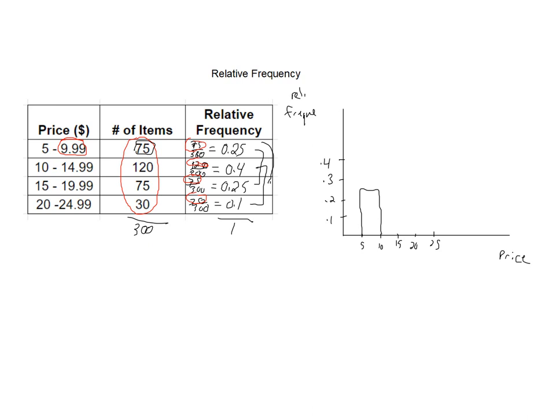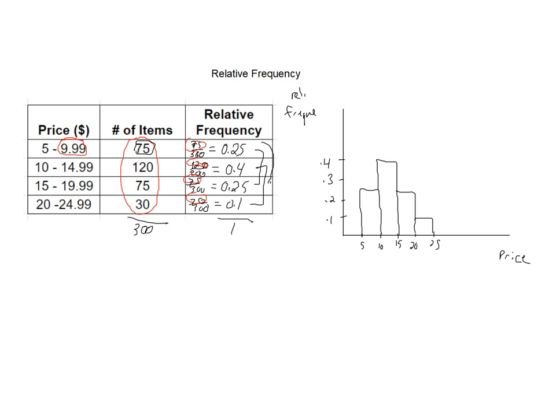Our second bar is 0.4, so we'll just continue this all the way up to 0.4. And then we have a 0.25 again, so 0.25 was right in here. And the last one is 0.1, so coming across from 0.1, somewhere around here, we get this idea here. So this is a relative frequency histogram.